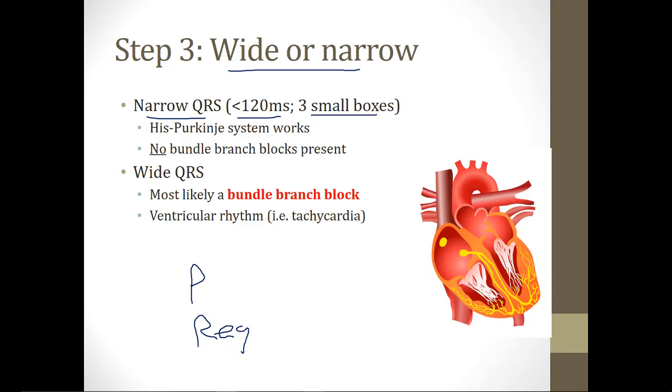When you see a normal QRS complex, it means that the heart is using the His-Purkinje system normally and that there are no bundle branch blocks present. The only way you get a narrow QRS is if conduction goes through the AV node, through the bundle branches, and through the Purkinje fibers normally.